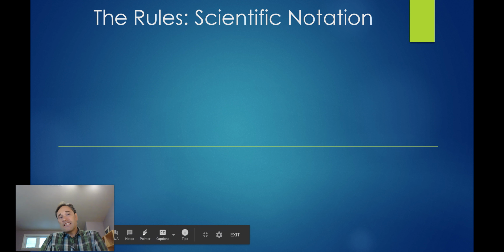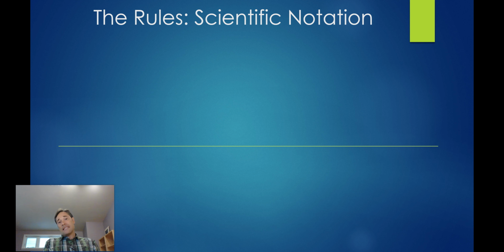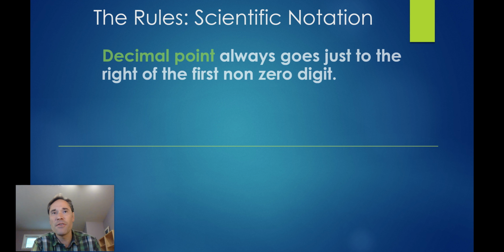The rules of scientific notation, meaning that if you have a number written in scientific notation, then these are two things that must be true. The first one is that when you put a decimal point in the number, the decimal point has to sit just to the right of the first non-zero digit.